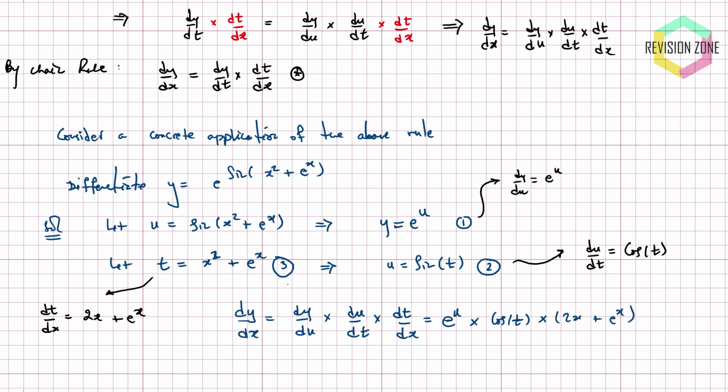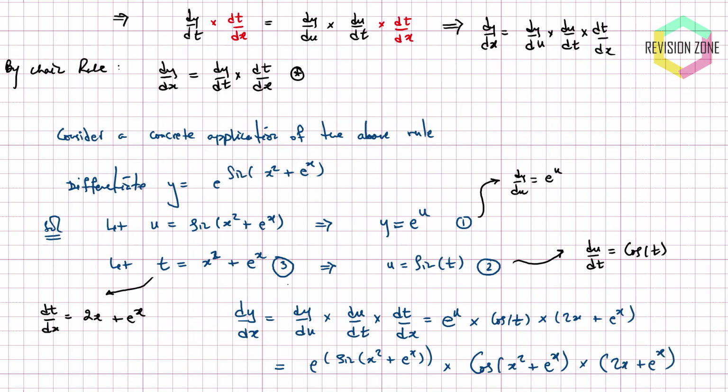Now the only thing we have to do is go back and rewrite that u in terms of x and rewrite that t in terms of x. But we know what they are, because the u is already in terms of x here, and the t is quite nicely written down in terms of x. So I can just come here and say, okay, well my u is sine of x squared plus e to the x. So that's my u gone, and my t is just x squared plus e to the x, and then the other thing just comes along for the ride. It's just 2x plus e to the x.